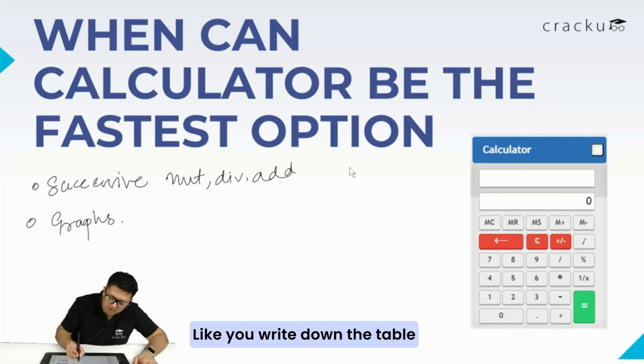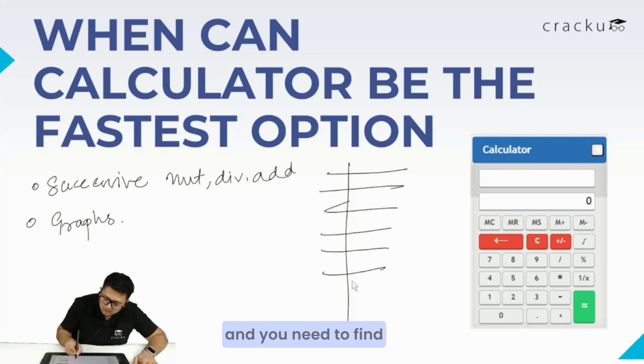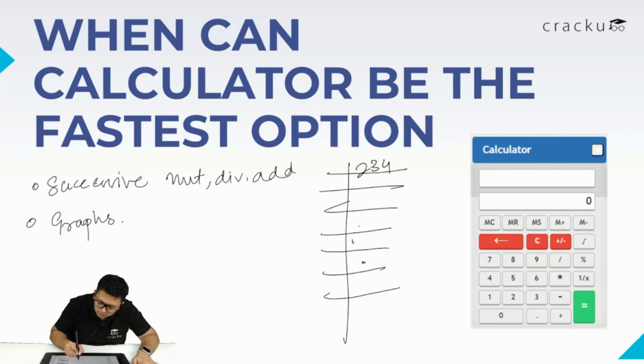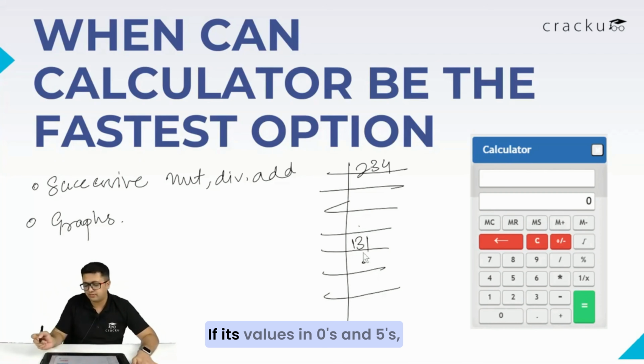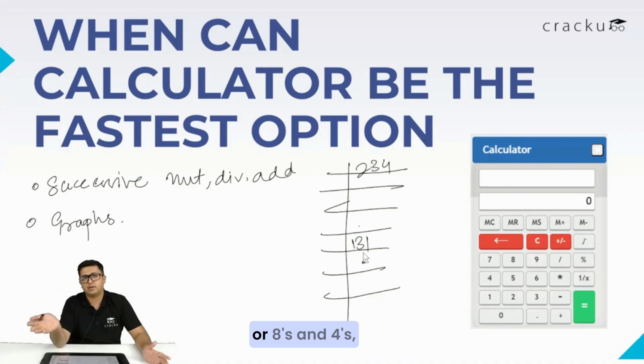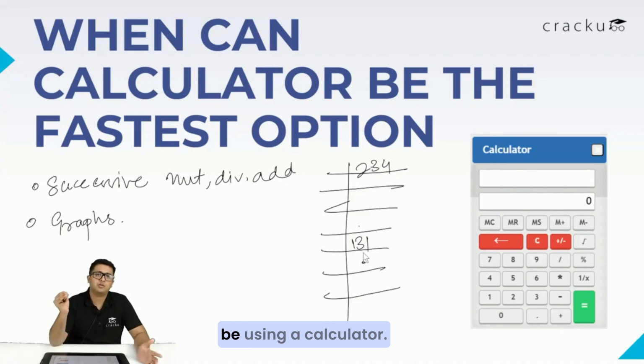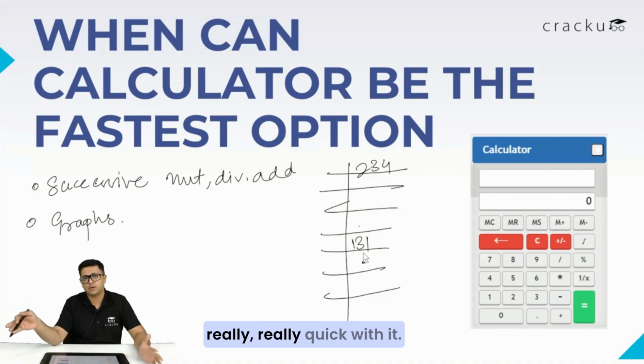Like you write down the table and the table is like 10 columns and you need to find the sum of this and this, right? Calculator can be really fast at that, especially if the value is like 234, 131 and something else, right? So odd values, if it's values in zeros and fives, you can easily calculate it, right? So that's the difference I'm talking about. If the values are, let's say, zeros and fives or eights and fours, which is just even numbers, if the values are just berserk and just all over the place, that's when you should be using a calculator, and you should be really quick with it, right? So that's one place you should be using a calculator.